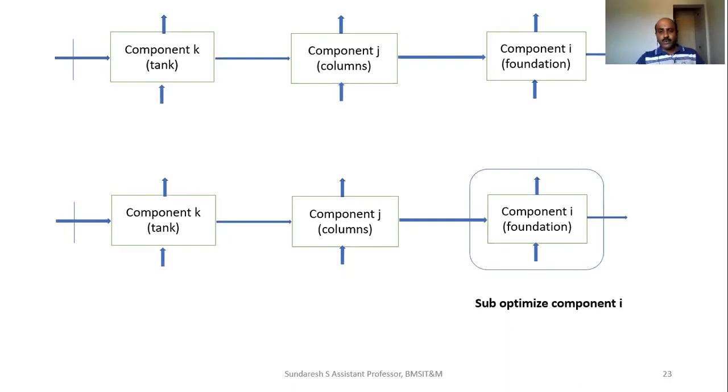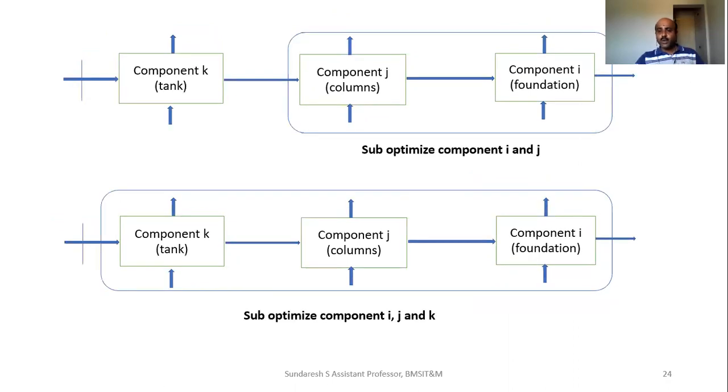In the second step, we group both component I and component J. Initially only component I was sub-optimized. In the second step, we are grouping component I and component J together, and we will sub-optimize them together. So these two components get sub-optimized.